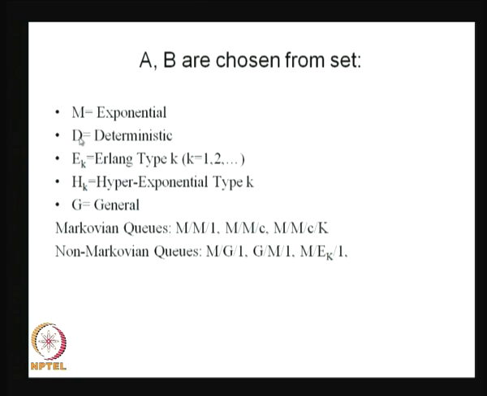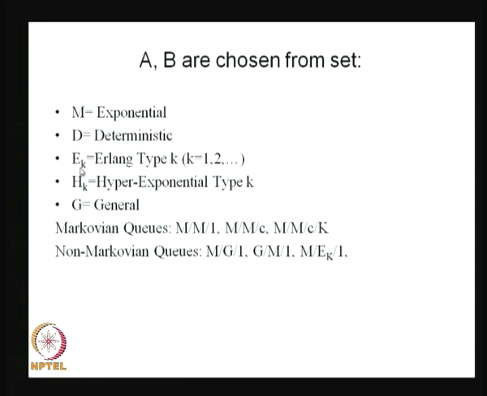Suppose you write the letter D in the place of A or B, that means that distribution is deterministic. That means it is not probabilistic, it takes a constant amount of time, whether you place it in the first or second accordingly. So it is going to take a constant amount of time for the inter-arrival time or service time, whichever you place it in, A or B respectively.